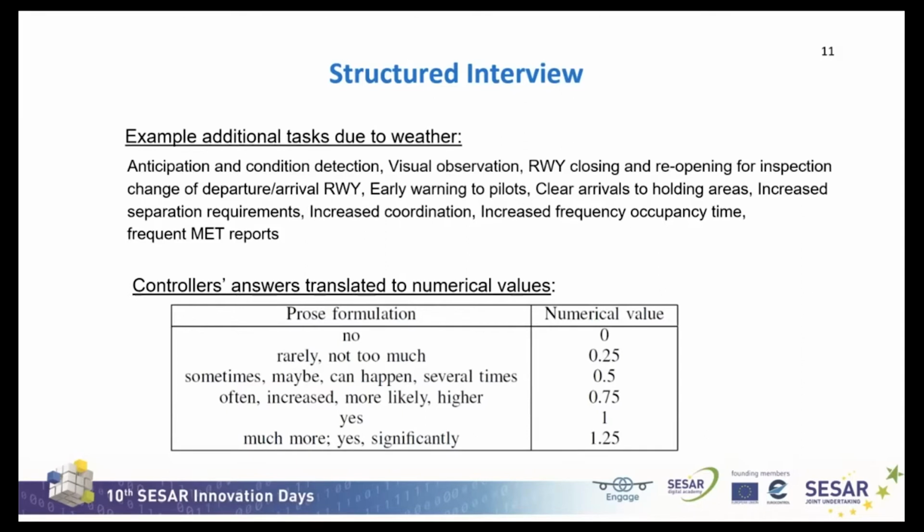And then we translated the controllers' verbal answers into numerical values. For example, yes was translated into value 1, no 0, and everything in between yes and no are different degrees of uncertainty, like rarely, sometimes, maybe, often. And if it's more than yes or more often than usual, then it's given a value of 1.25.